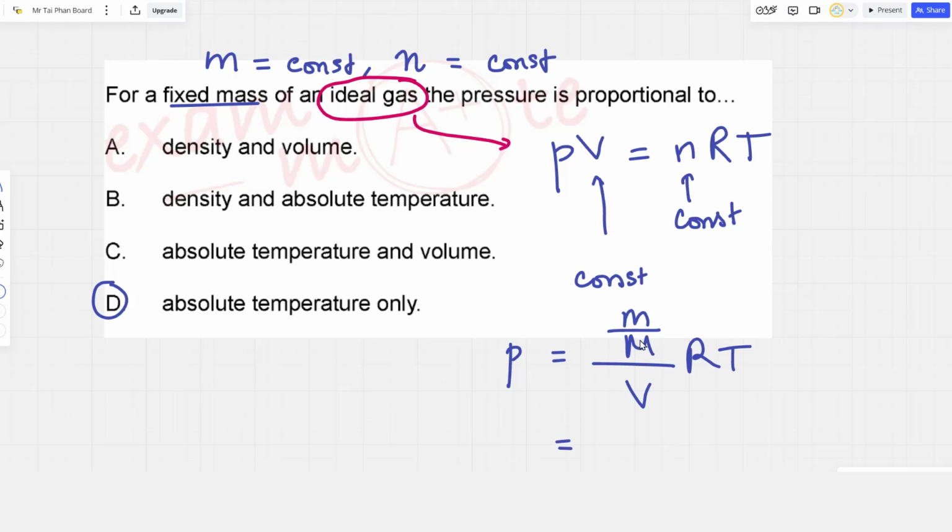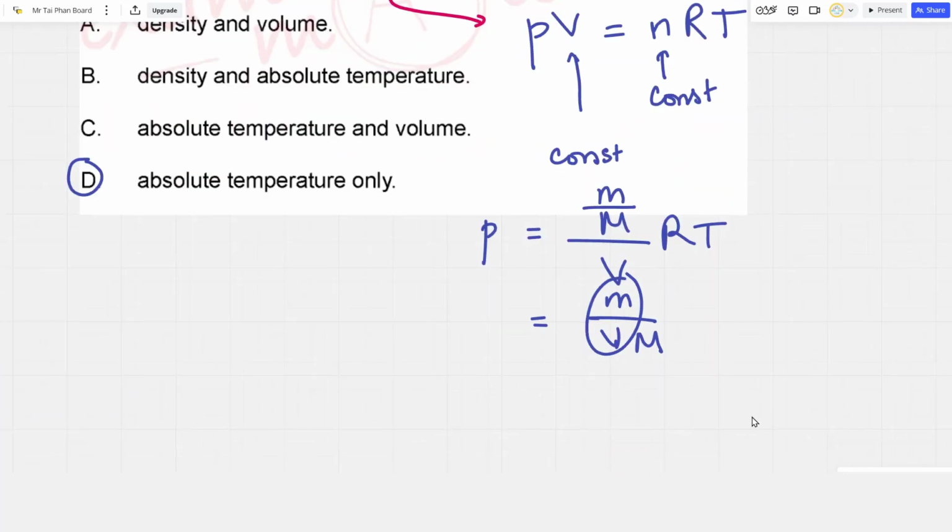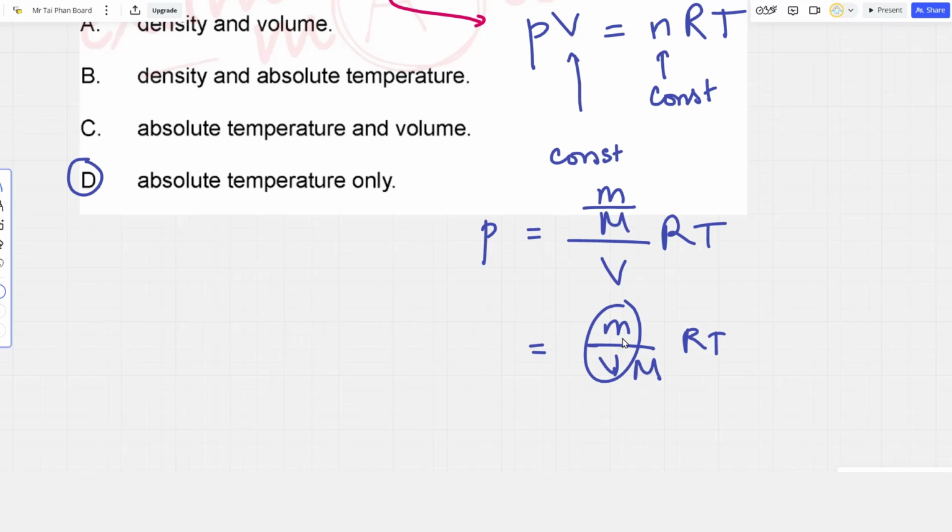We can also move the molar mass to the bottom. The molar mass here, the volume here, and the mass of the gas is here on the top. This ratio, mass over volume, is the density. Mass over volume here is density, okay? Density over molar mass, RT. And therefore, the pressure is proportional to both density here and absolute temperature here.